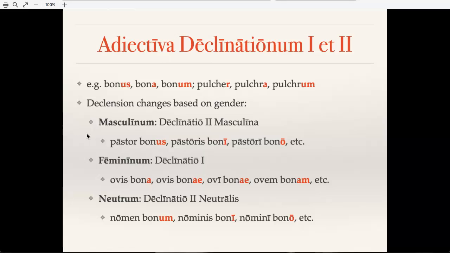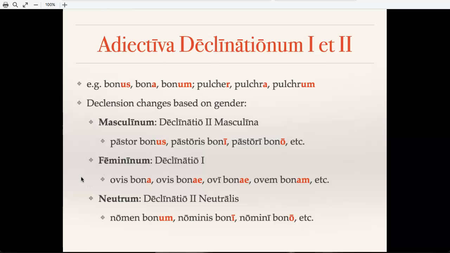And the reason why we call them first and second declension adjectives is because the declension will change based on the gender they need to be. If the word that we're describing is masculine, we're going to use second declension masculine endings on this. Pastor bonus, good shepherd. Pastores boni, pastori bono, etc. Notice that even though this noun pastor is third declension, pastor, pastores, pastori, the adjective follows the second declension masculine because all that it cares about is the gender of that noun.